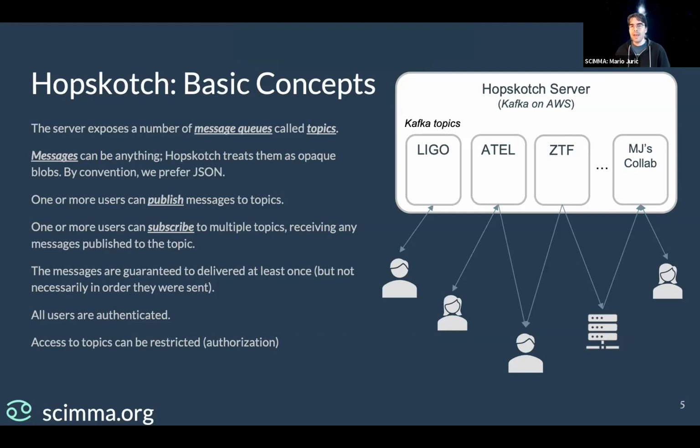What are messages? Messages can be anything. Hopskotch treats them as opaque blobs. By convention, we prefer JSON at the moment, but that's simply a convention that two clients can agree on. What is it they're transmitting as a message? These messages can be anything such as ATELs, ZTF alerts. They could even be messages about where a telescope is pointing. So something that you want to pass, that you want to make public to others, or within your research group. One or more users can publish messages to topics. So you can have an arbitrary number of publishers to any given topic and an arbitrary number of subscribers to any given topic.